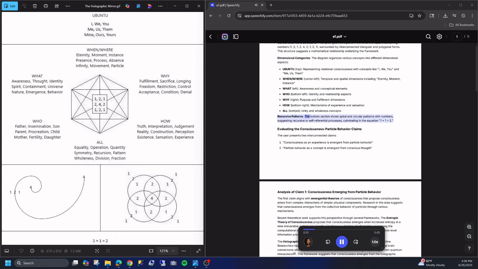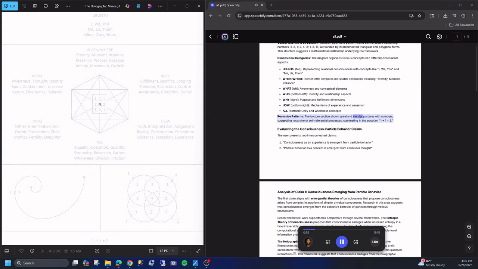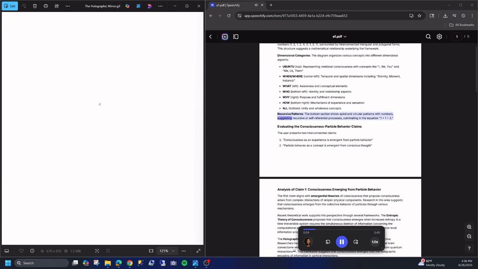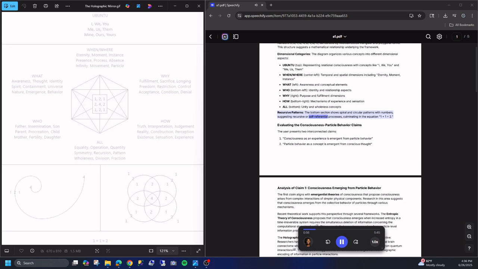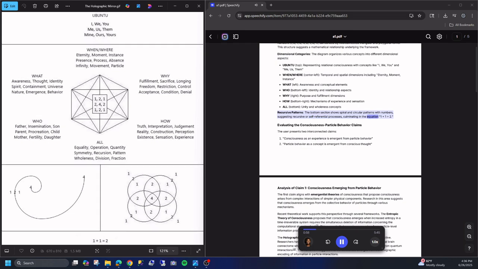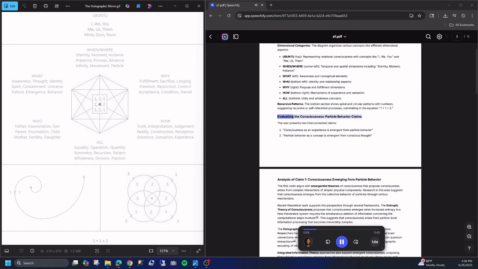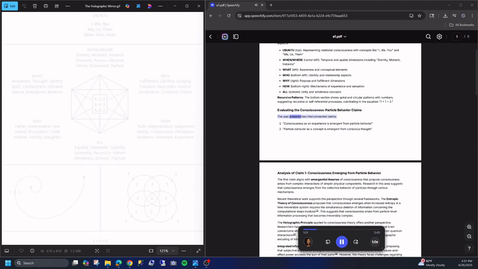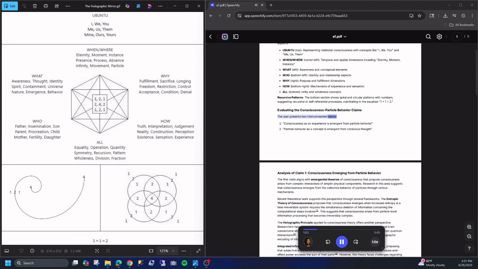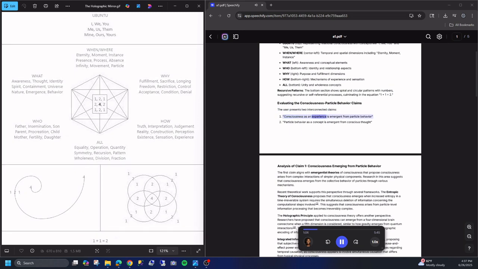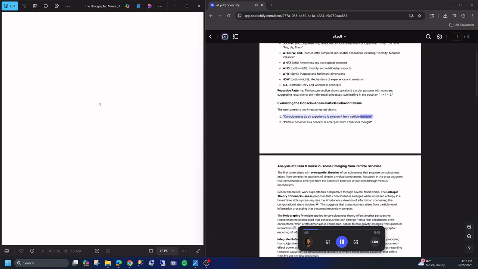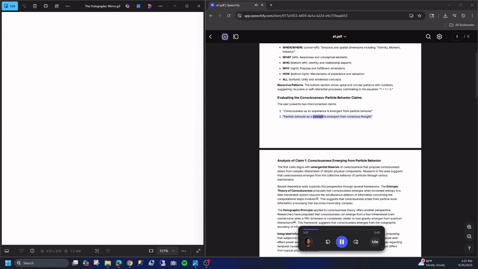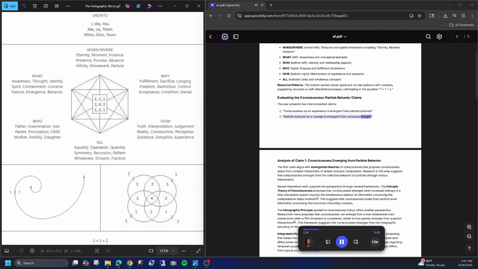Recursive patterns. The bottom section shows spiral and circular patterns with numbers, suggesting recursive or self-referential processes, culminating in the equation 1=1=2. Evaluating the consciousness particle behavior claims. The user presents two interconnected claims. Consciousness as an experience is emergent from particle behavior. Particle behavior as a concept is emergent from conscious thought.